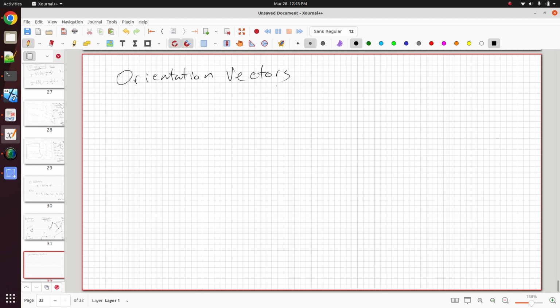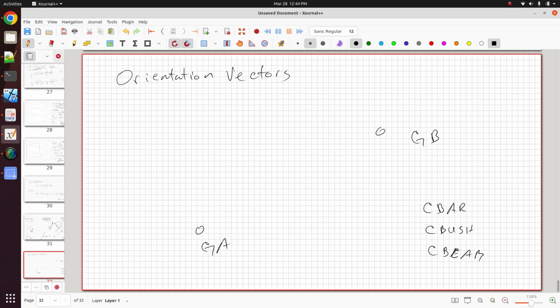So what is an orientation vector? Let's suppose you have some point GA, some GB. You're dealing with maybe a CBAR, a CBUSH, a CBEAM, and it's asking you to define an orientation vector. So how is the orientation vector used?